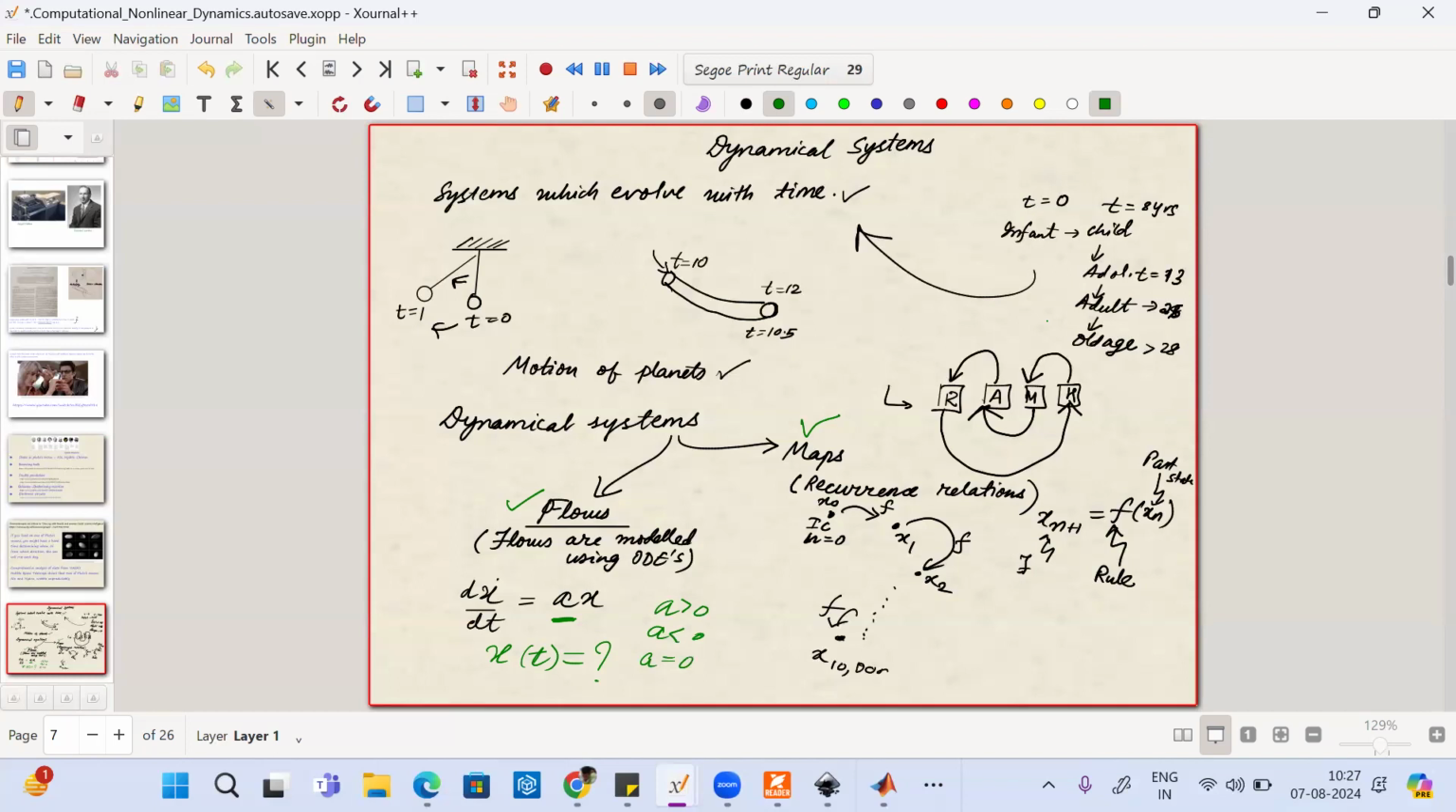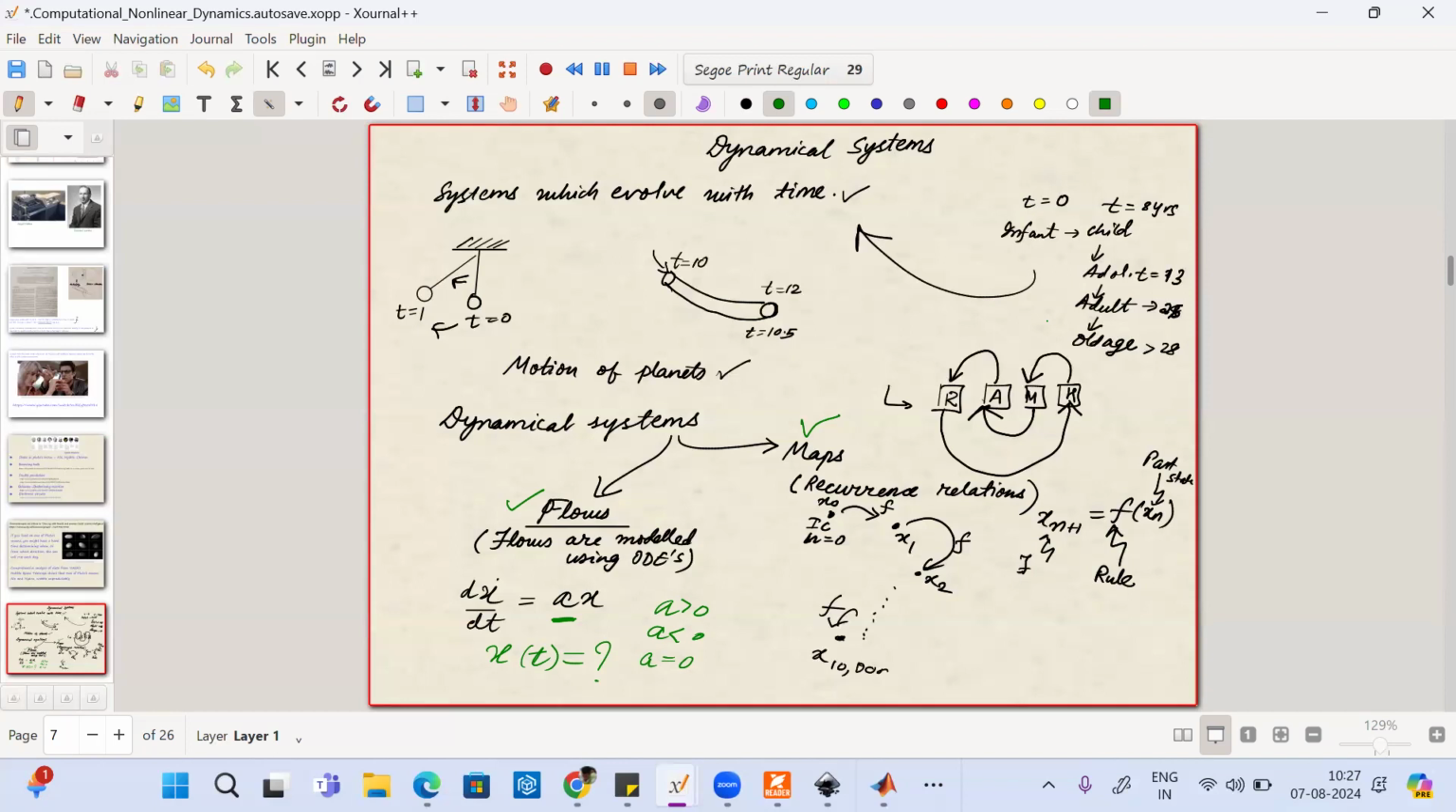So since this a controls the behavior of the dynamical system, it is known as a parameter. It's just like the AC in your room. If you increase the AC, temperature decreases. If you decrease it, temperature increases. The same here, if you make a less than 0, greater than 0. Now we come to maps.